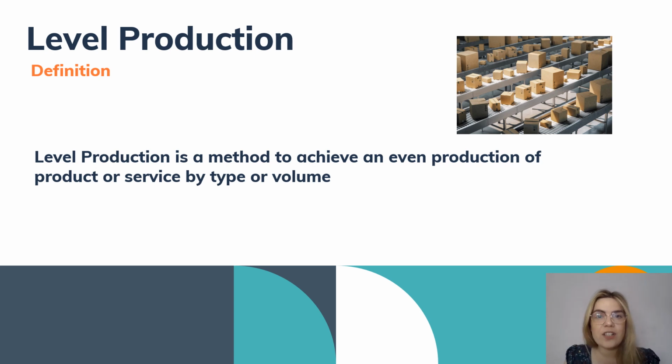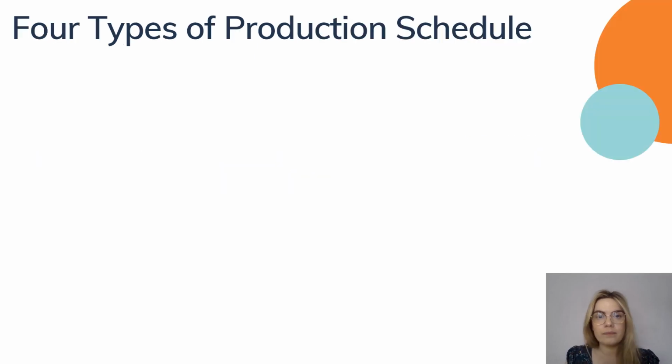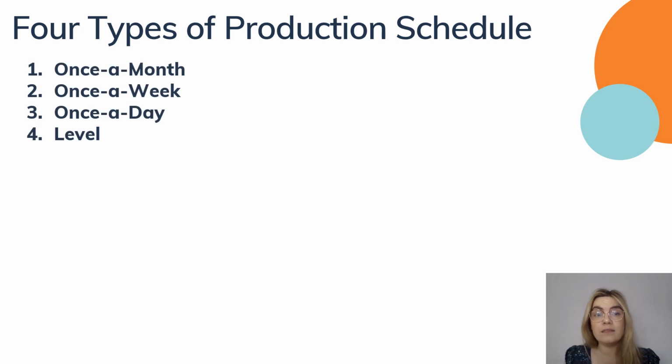Back to the definition. Level or even production is important as it helps us spread the workload across the time available and across the resources available. And that's fair for people doing the job, which kind of links back to our Leeds Way values. There are 4 types of production schedule. These are once a month, once a week, once a day, and of course, level production.